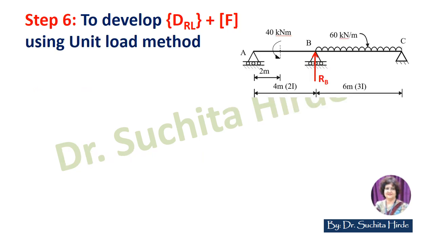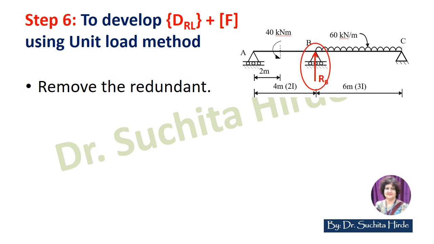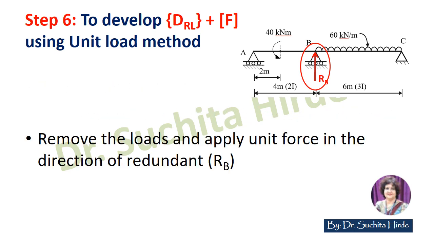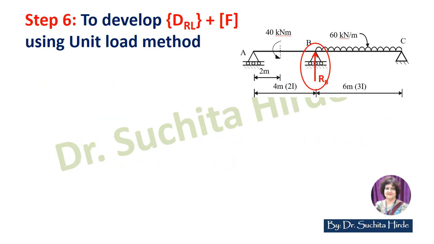If you want to develop DRL and F matrix using unit load method, first of all, you have to remove the redundant. Redundant is RB. That means you have to remove the support at B. If you remove the support at B, the beam will become a simply supported beam, which is supported at A by roller support and at C by hinge support. There will not be any support at B. We are removing support B. After that, we have to remove the load and apply the unit force in the direction of redundant, and then we can develop DRL and F matrix. So let us see how to develop DRL and F matrix.